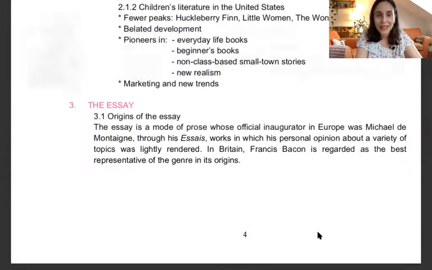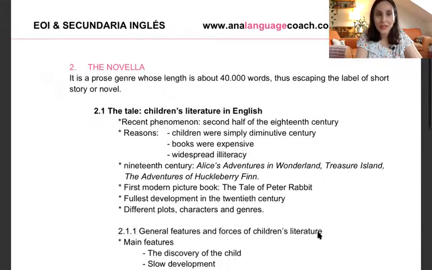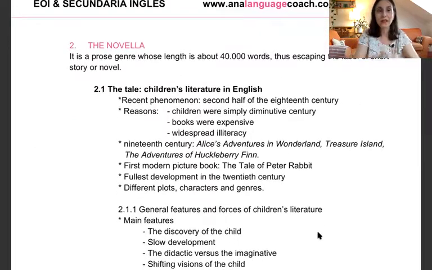We keep reading another thing, the novella. This is interesting in its prose genre, whose length is about 40,000 words, thus escaping the level of short story or novel. Then, children's literature in English.